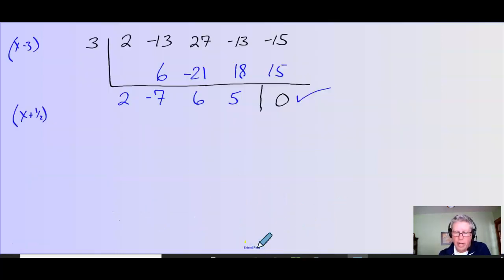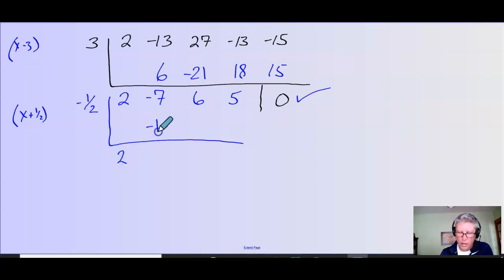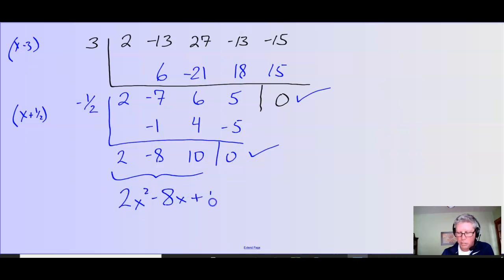Well, here's a little cool thing. If I know that I am now about to pull this factor out, I can just do synthetic division on the resulting polynomial. So this is going to be -1/2. Let's see if it works. 2, I get -1, -8, 4, 10, -5. Yeah, baby! So this is going to be 2x squared minus 8x plus 10, which is 2 times x squared minus 4x plus 5 equal to 0.